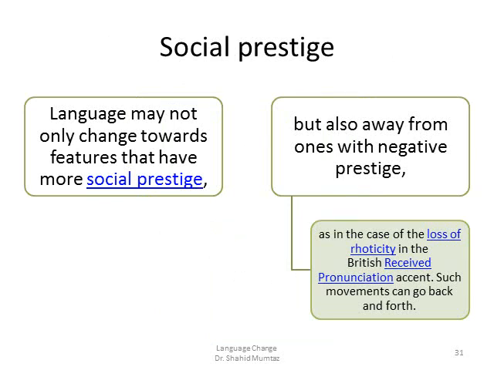Social prestige is another factor of language change. Language may not only change towards features that have more social prestige, but also away from ones with negative prestige. An example of negative prestige is the loss of rhoticity in the British Received Pronunciation accent. And such movements can go back and forth, back and forth.